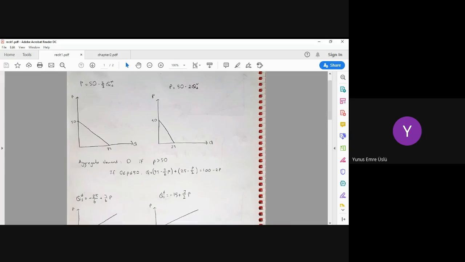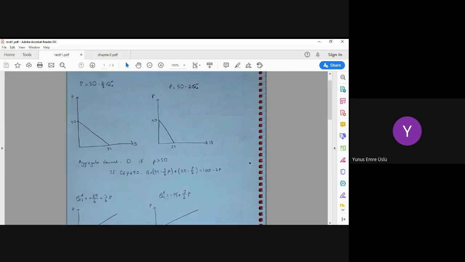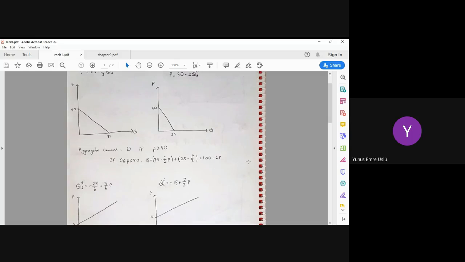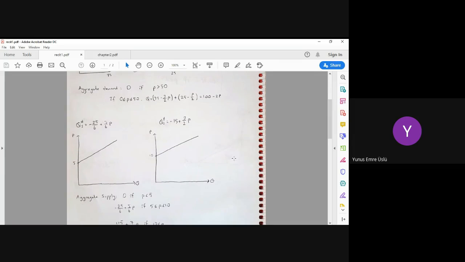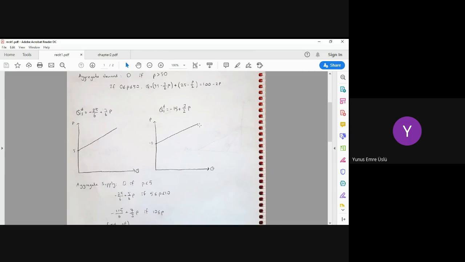If you leave Q alone here, you will get this. It's just basic algebra. And if you leave Q alone here, you will get this. And if you sum them up, this part will be your aggregate demand function. Do you have any questions up to this point? Okay, then I'm moving on.